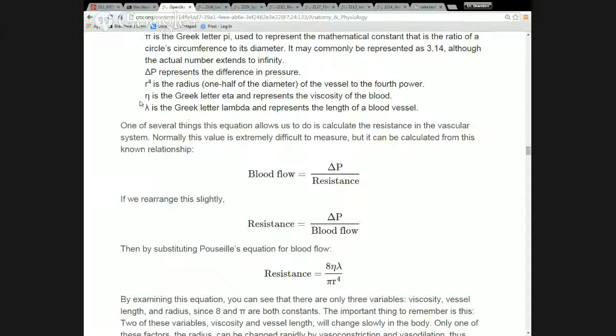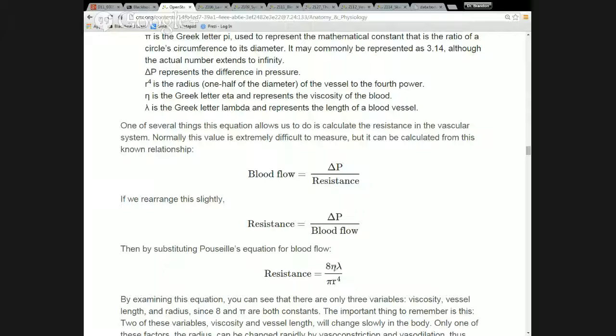But yeah, so lambda is kind of a length measurement. So these 2 things point out that resistance is also going to be directly proportional to these 2 things. That's why the eta and the lambda are in the numerator. As blood viscosity goes up, then resistance goes up too. As blood vessel length goes up, resistance goes up too. Now, the blood viscosity thing means if your hematocrit number is high, then there's less water in your blood overall.